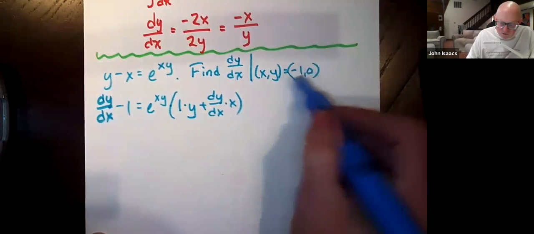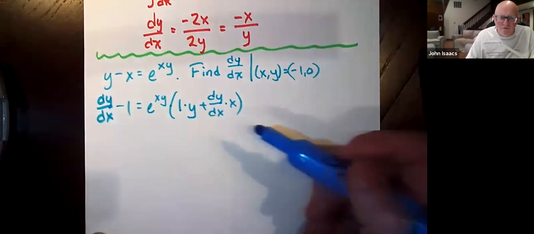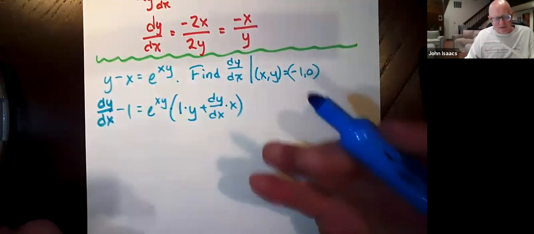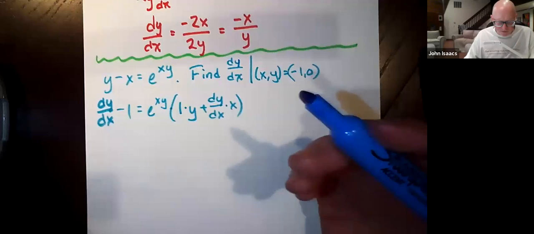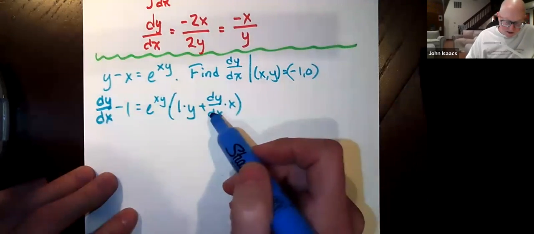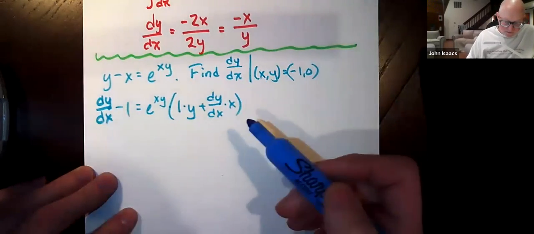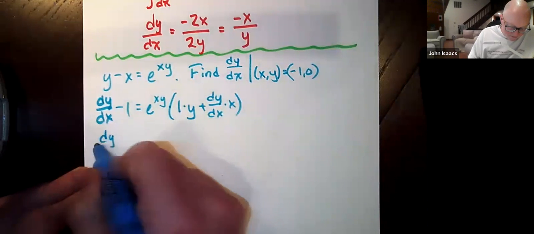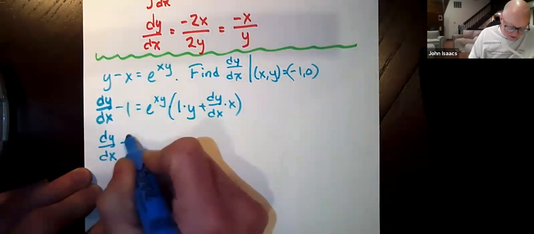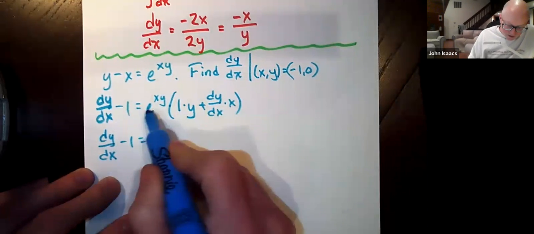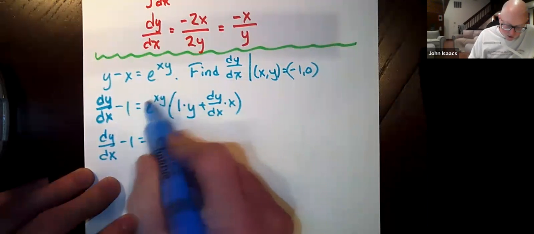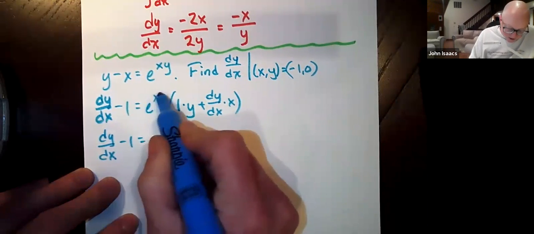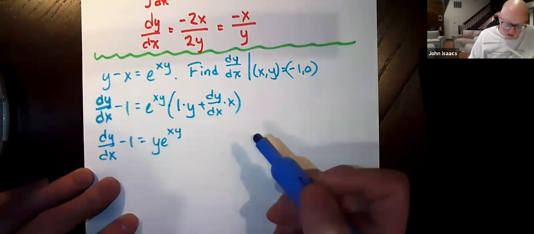So now we have this function. I suppose we could just plug this in right now and solve for dy/dx, but I'm going to solve for dy/dx and put it as a kind of a function first. So let's get dy/dx together. In order to do that, let's distribute this first. So let's see, dy/dx minus 1 equals e to the xy times y. So that's y e to the xy.